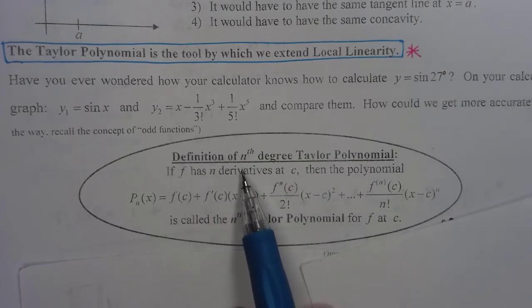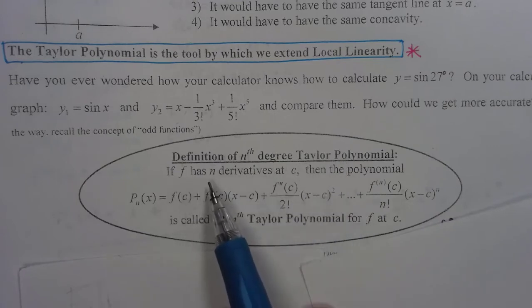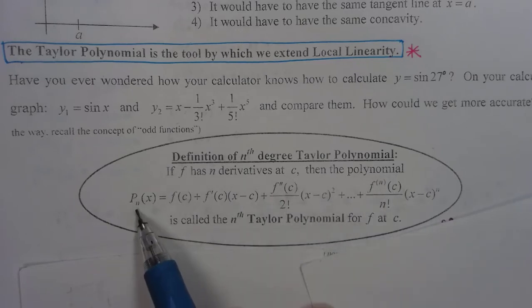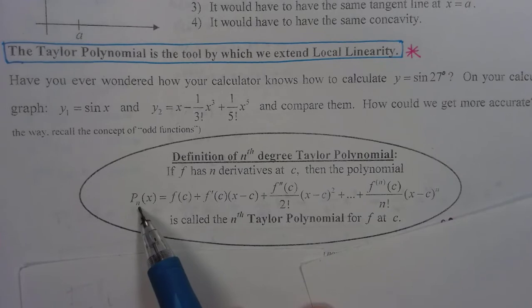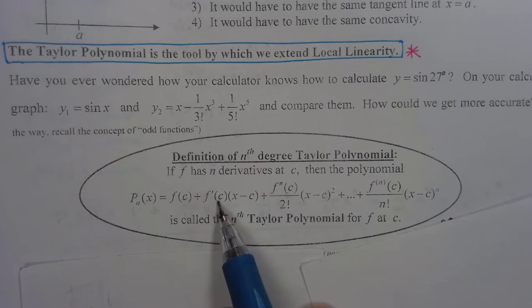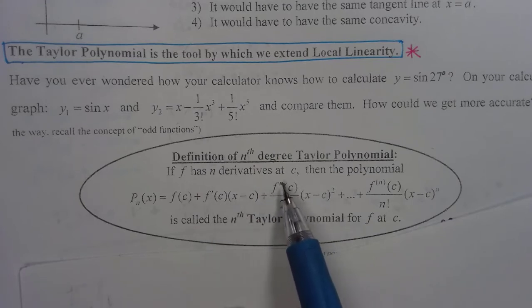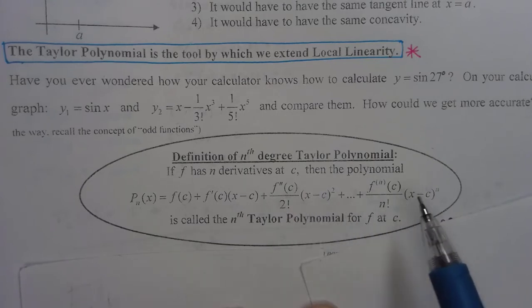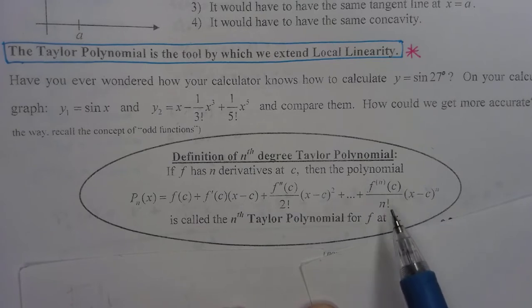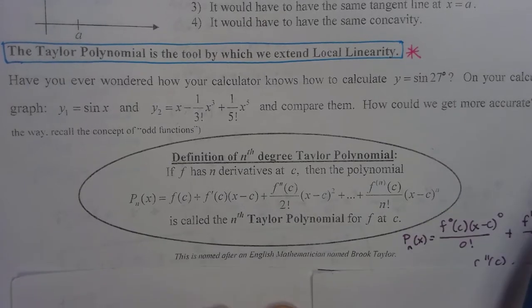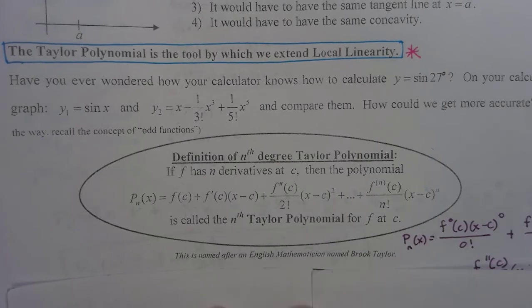The definition of the nth degree Taylor polynomial: if f has n derivatives at c, then the polynomial P sub n of x is f of c plus the first derivative at c times x minus c, plus the second derivative at c over 2 factorial times x minus c squared, plus, continuing, the nth derivative at c over n factorial times x minus c to the n. That is called a Taylor polynomial for f at c. It's named after an English mathematician named Brook Taylor.